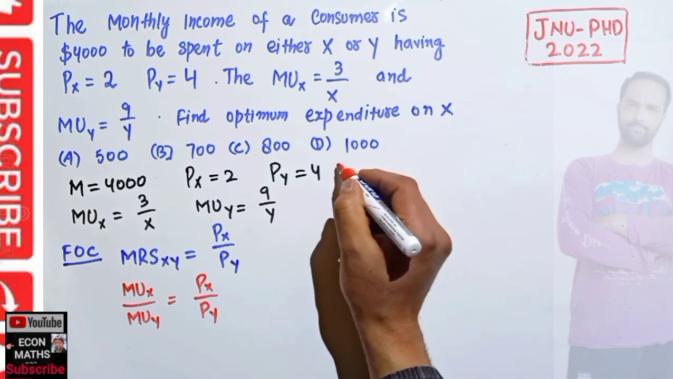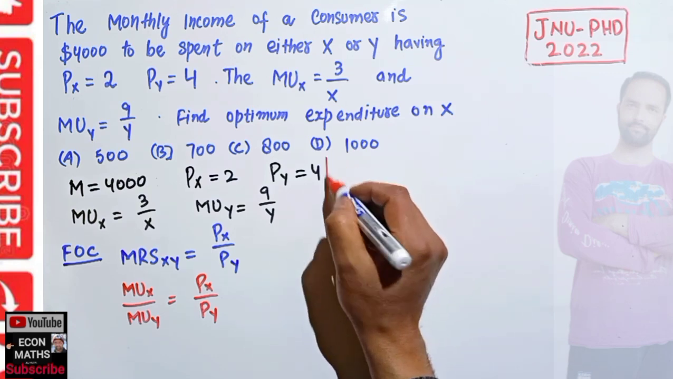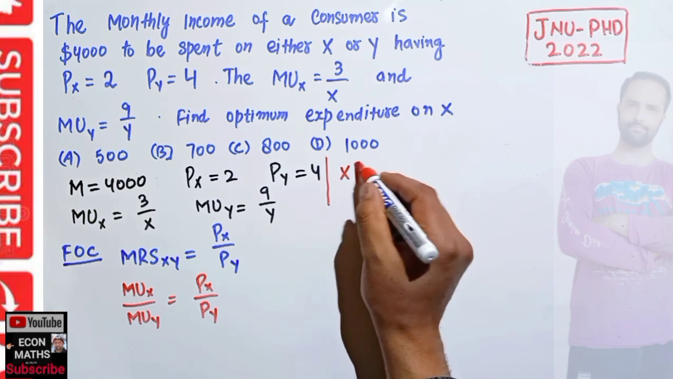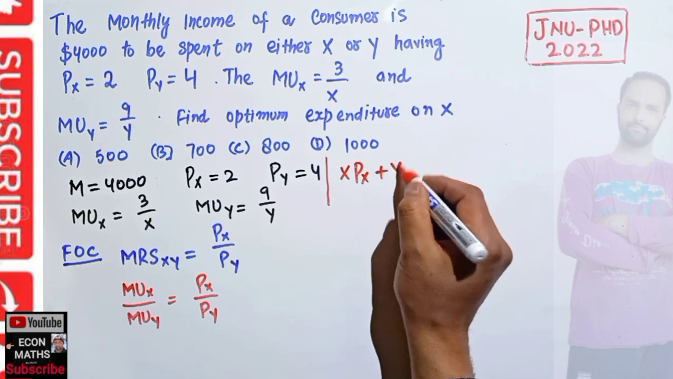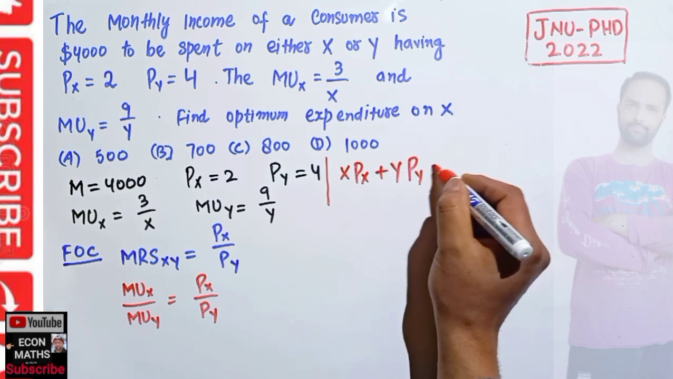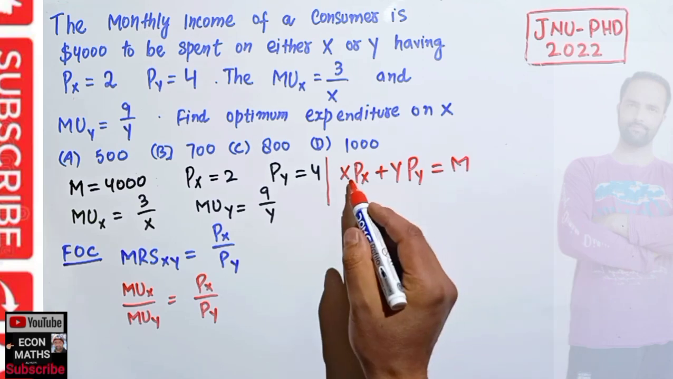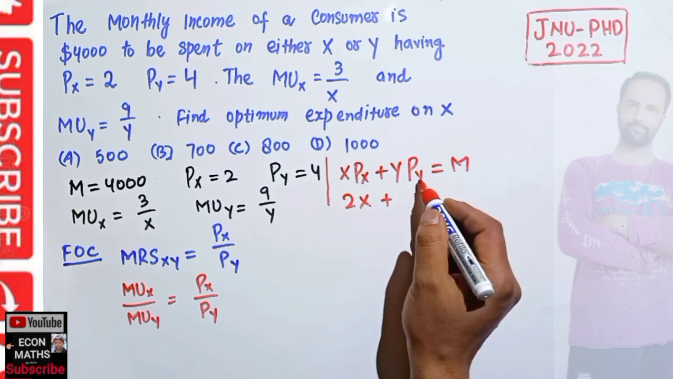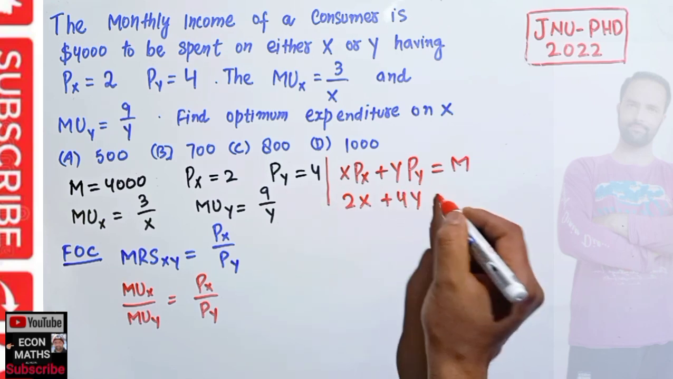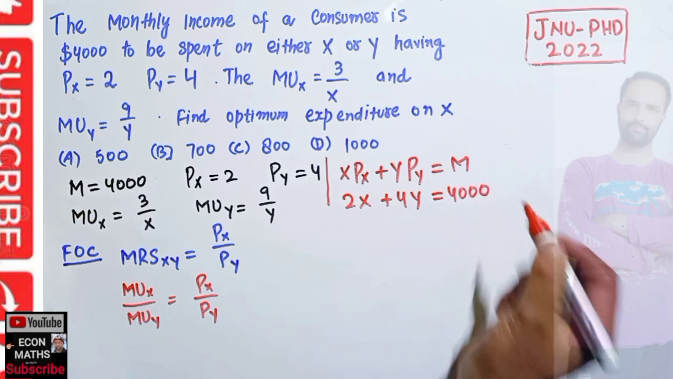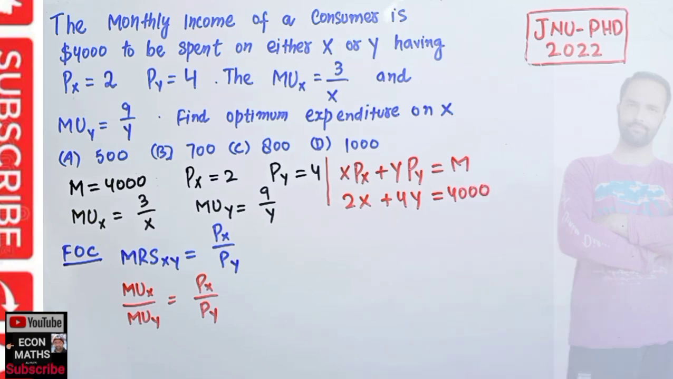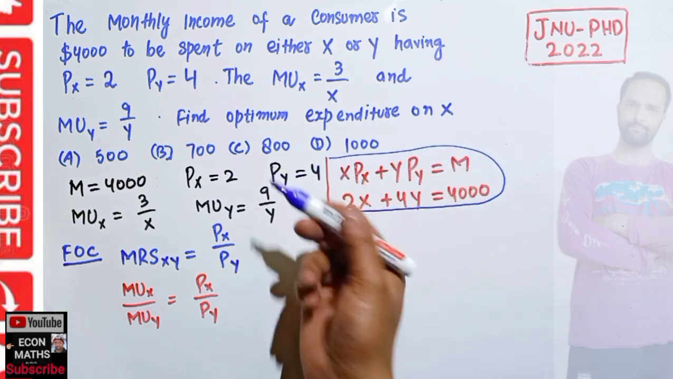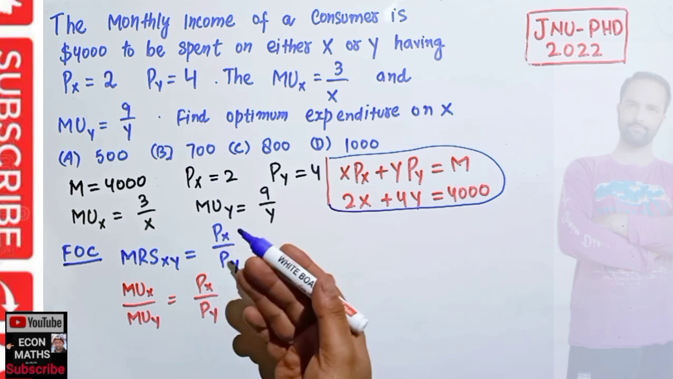Okay, also we need to construct the budget constraint. What will be the budget constraint? Simply that will be X into price of X plus Y into price of good Y should be equal to the total income, and price of X is being given as 2, so we can write 2X plus price of Y is 4, we can write 4Y should be equal to $4,000. I forgot to write it in the first place.